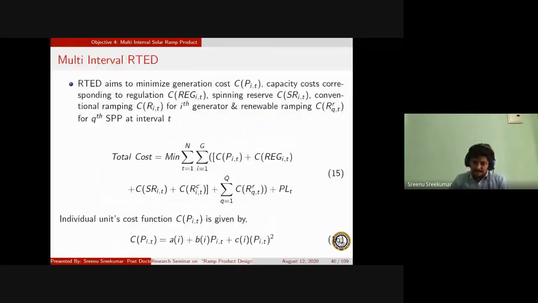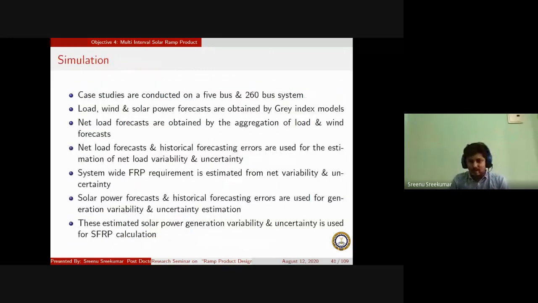Again, RTD is a similar cost minimization. It aims to minimize generation cost, capacity cost corresponding to regulation, spinning reserve, and conventional ramping and renewable ramping cost. Here also, case studies are conducted on the same 5-bus and 260-bus systems. And load, wind, and solar generation forecasts are obtained by Gray Index models.